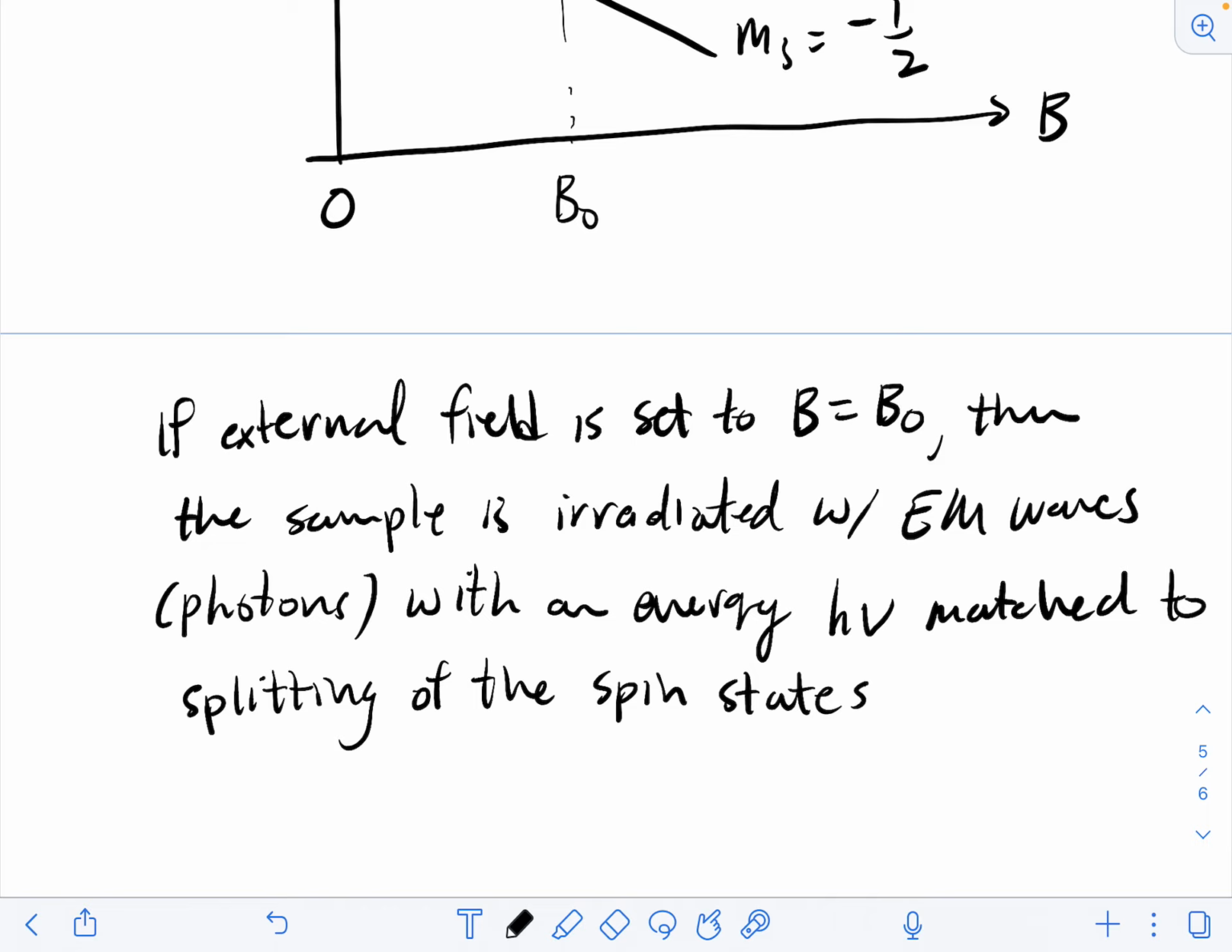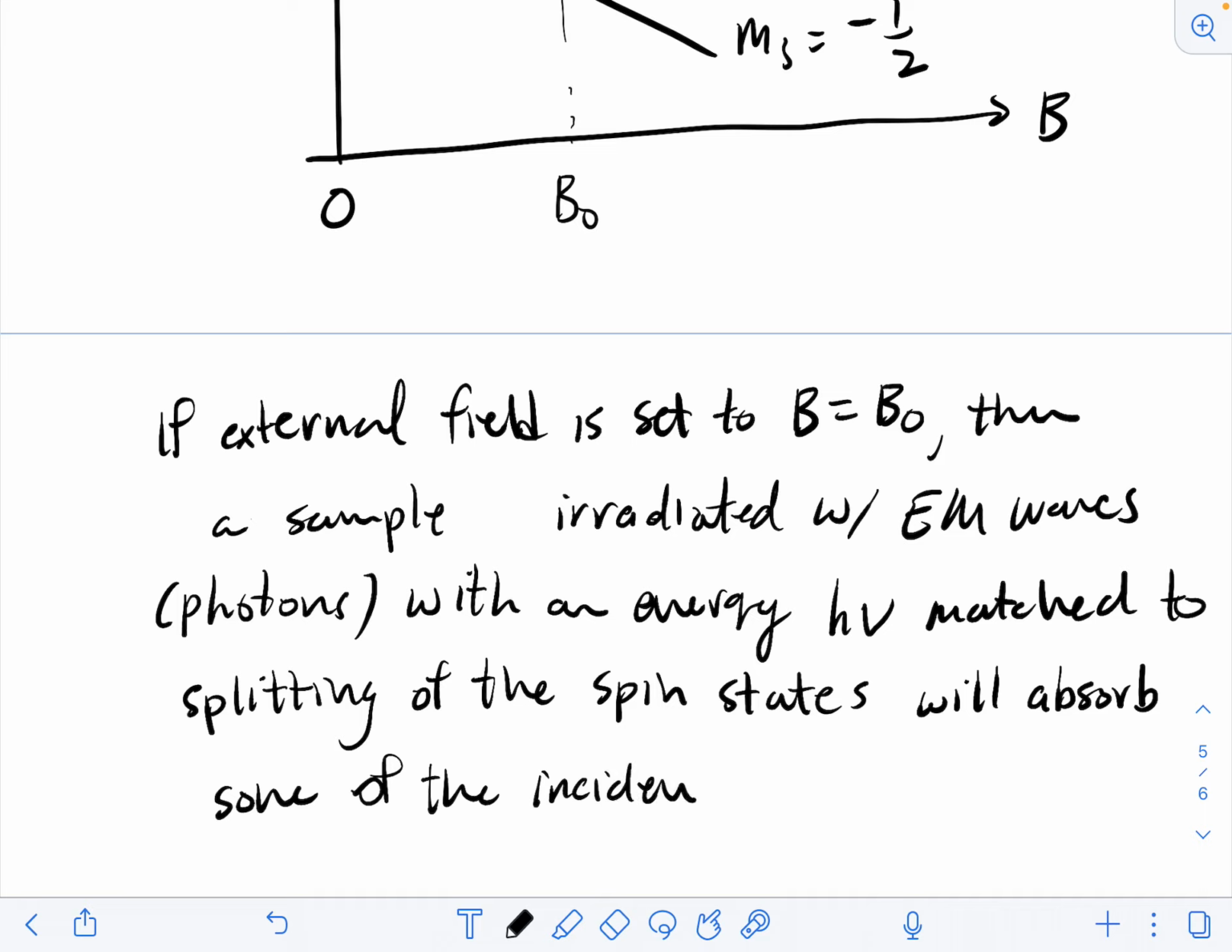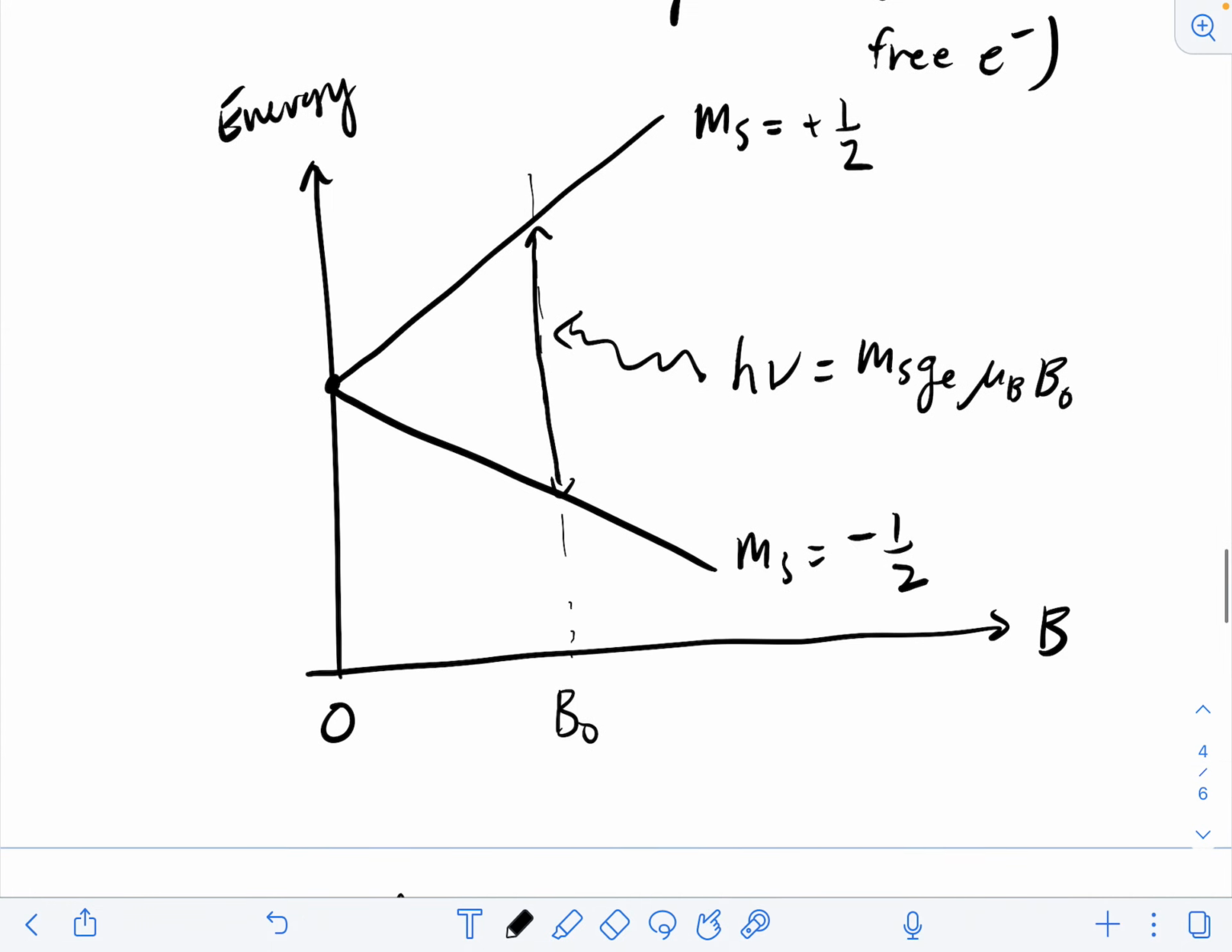So then let's fix some of this language here. So if the external field is set to B0, then a sample irradiated with electromagnetic waves or photons with an energy matched to the splitting of the spin states will absorb some of the incident energy. Okay, just for reference, this splitting of these two states is called the Zeeman splitting, or the Zeeman effect.